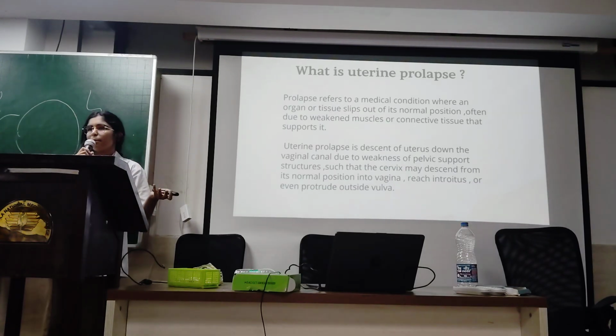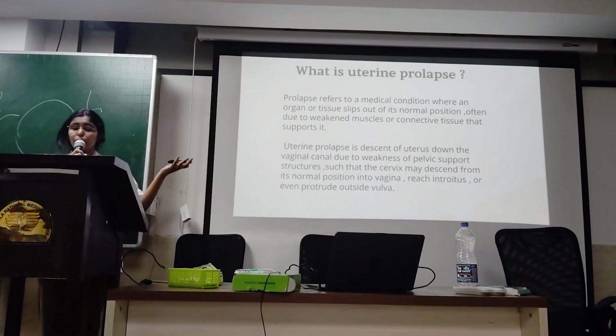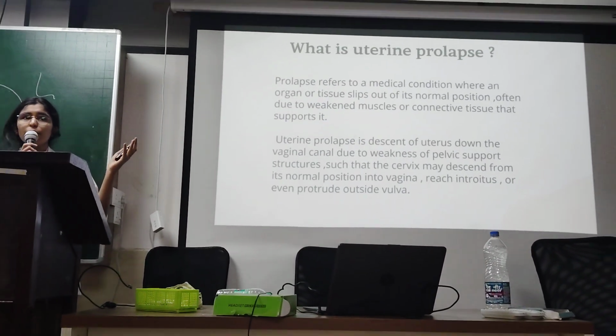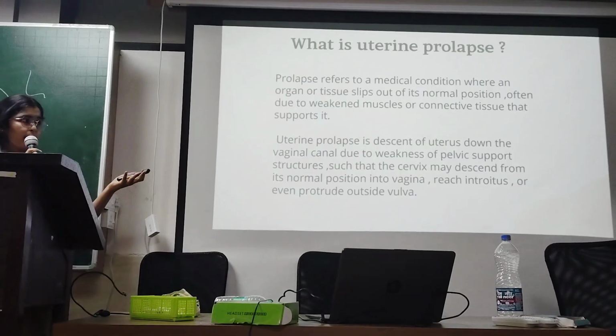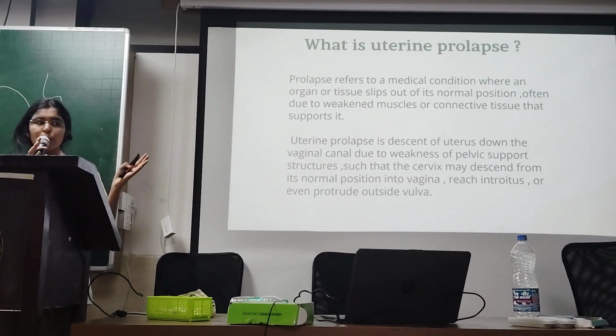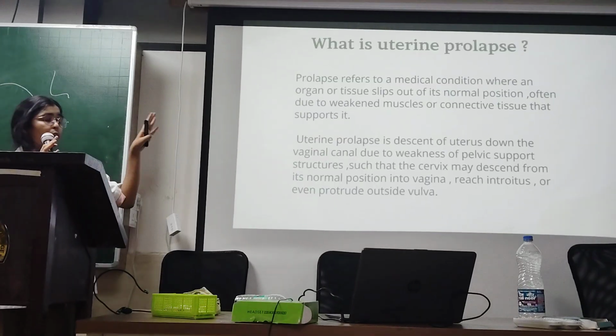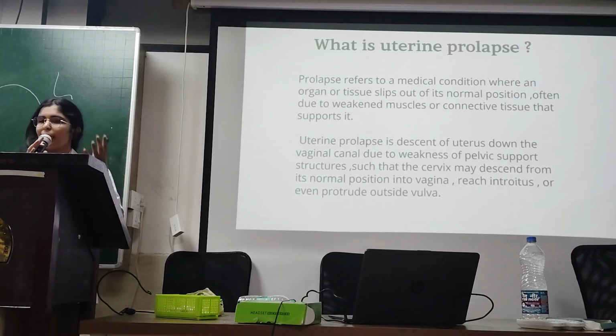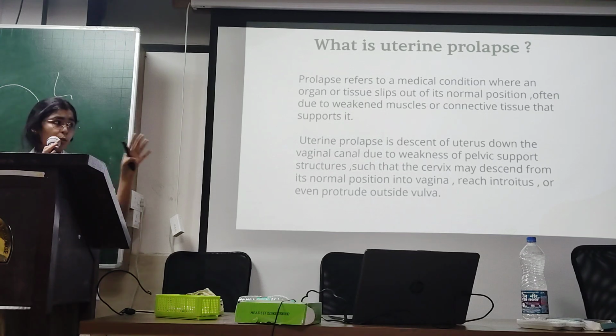So what is uterine prolapse? Prolapse means falling down of an organ. So uterine prolapse is herniation of the uterus into or beyond the vagina. As Mayuri before me brilliantly explained, the basic pelvic supports which hold the uterus in its place weaken. And due to the weakening of those supports, the uterus descends down.